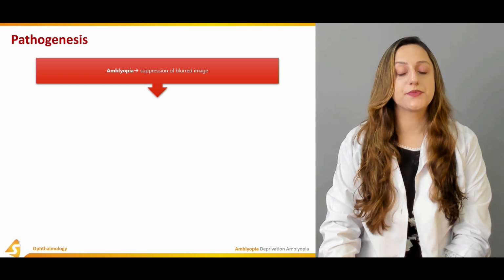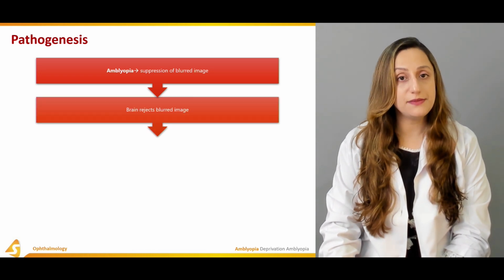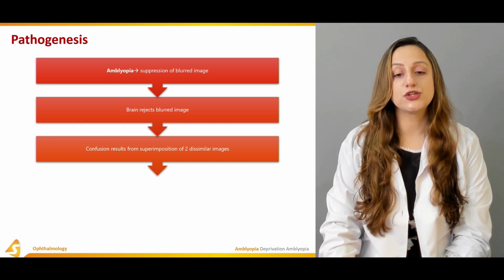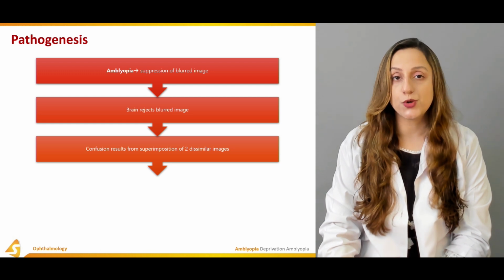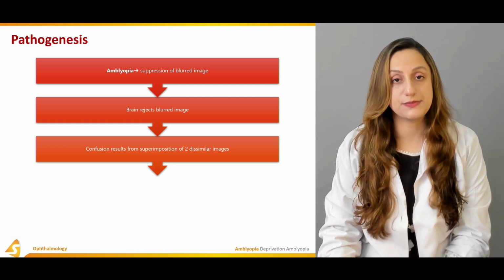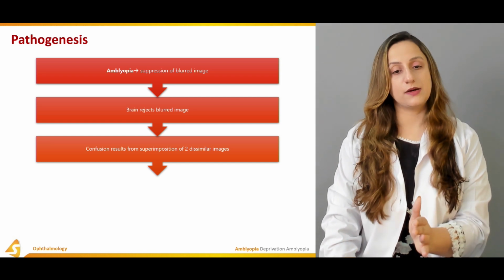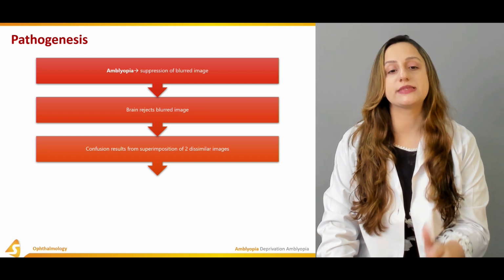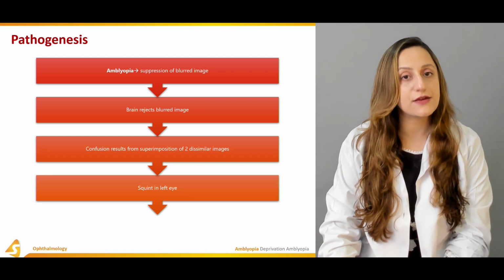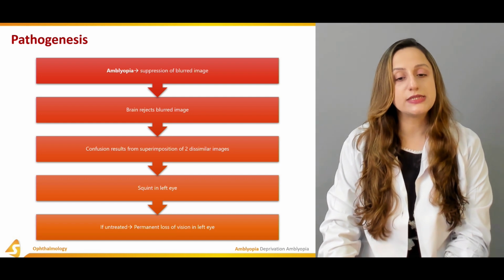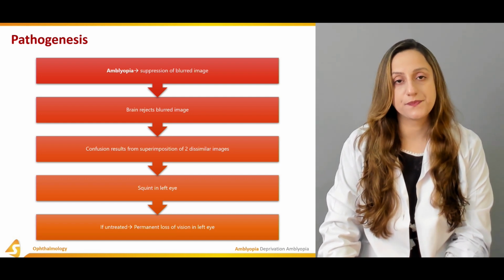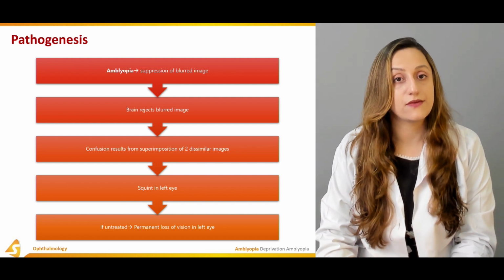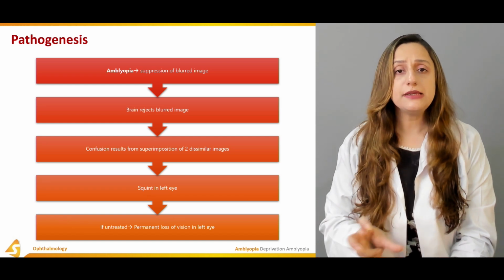Amblyopia basically causes suppression of the blurred image. The brain rejects the blurred image, and then confusion results from the superimposition of two dissimilar images. So the occipital lobe would not interpret all of these changes in a particular way, and these pathological causes would basically result in the superimposition of two dissimilar images on the retina. Squinting in the left eye is observed, and if untreated, permanent loss of vision in the left eye can result.